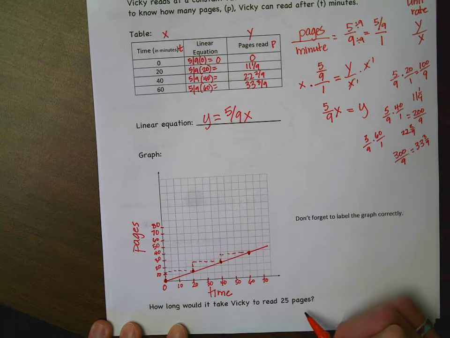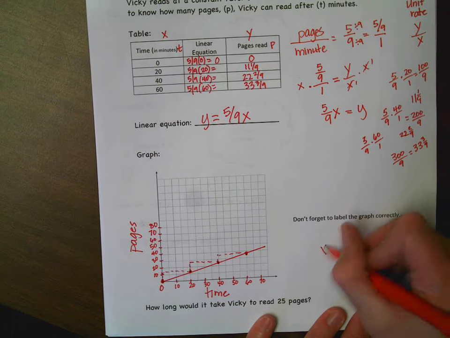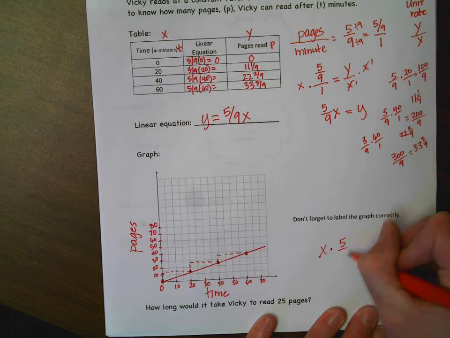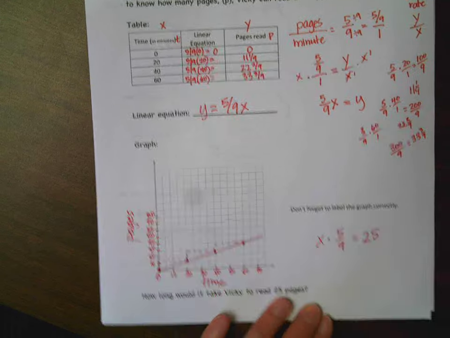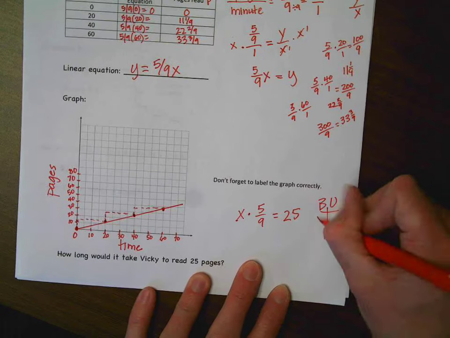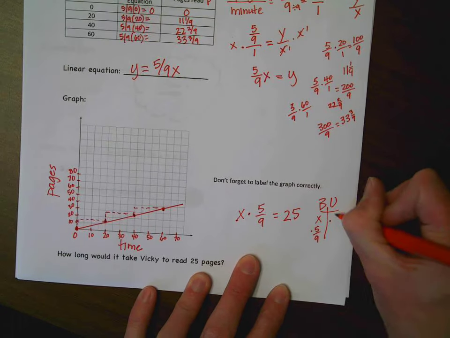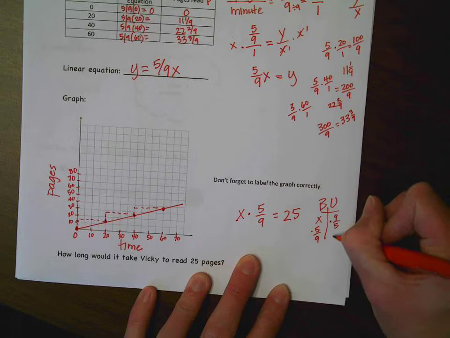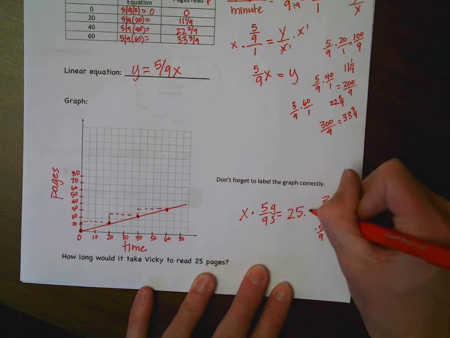So then the next question is, how long would it take Vicki to read 25 pages? So you're working backwards. So you have x times 5 ninths equals 25. So now we have to work backwards. Well, build and undo. You know how to do this, right? Our variable is x. What did we multiply it by? 5 ninths. Multiply by a reciprocal, so multiply by 9/5, and you get x. So we're going to multiply by 9/5.